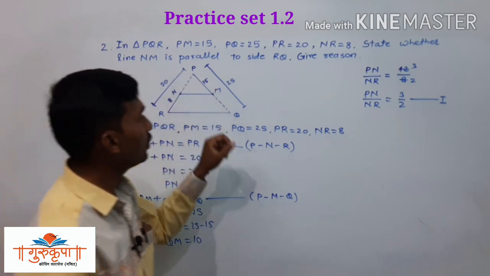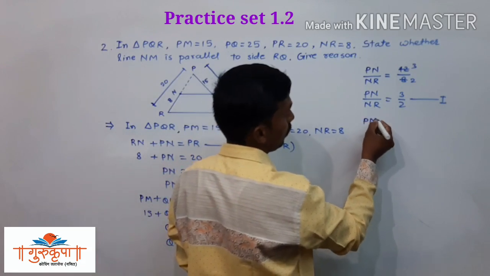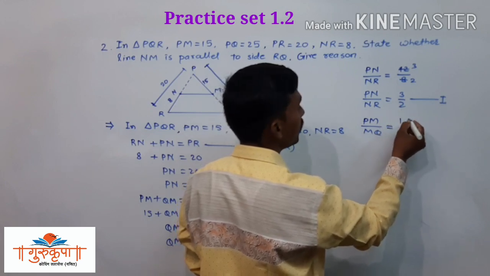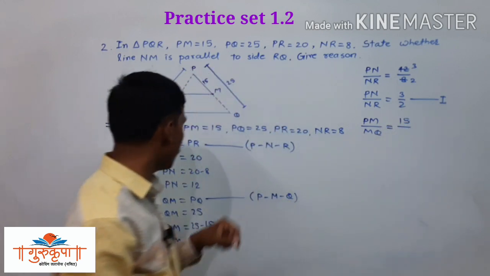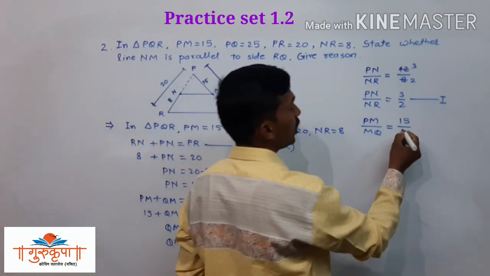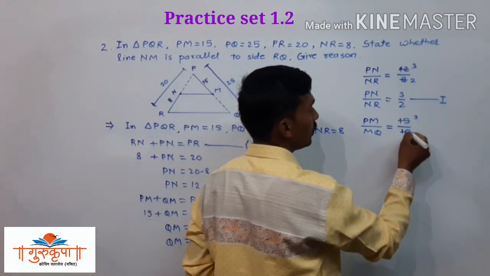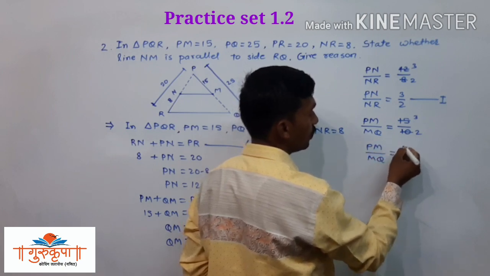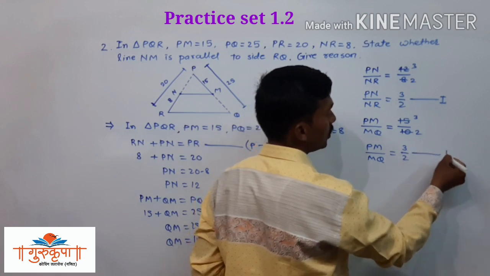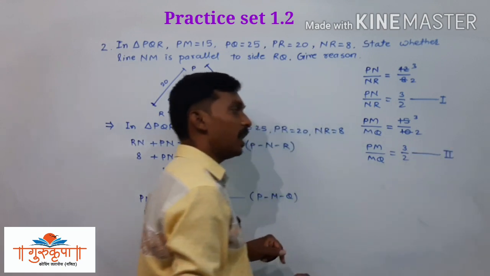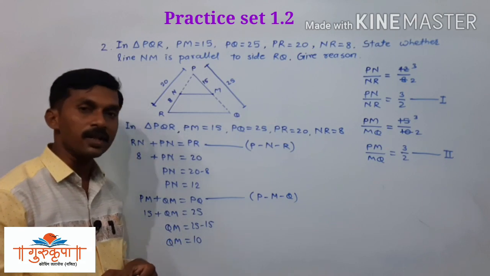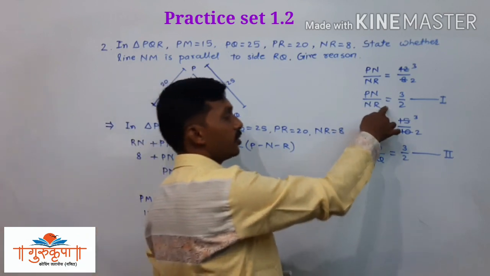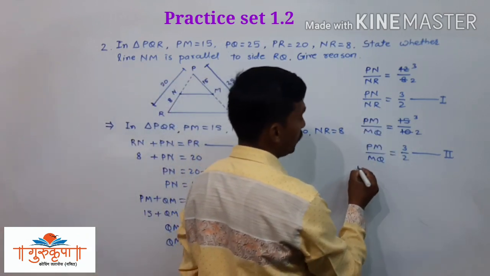Now PM upon MQ is equal to the value of PM, which is given as 15, and the value of MQ we find is 10. Both are divisible by 5: 5 threes are 15, 5 twos are 10. So we have PM upon MQ is equal to 3 upon 2, that is the second equation. Now from equations 1 and 2 we find that PN upon NR is equal to PM upon MQ. Both the ratios are equal.